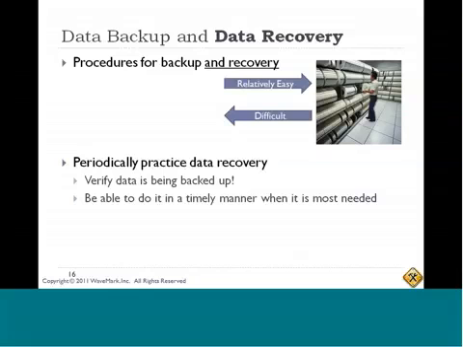The difficult part is actually the data recovery and understanding what your processes are and establishing processes around when to recover data, what to recover, under what conditions, how do you test that the data has been recovered properly, and so on. So a very big recommendation here is to establish procedures for the backup and, more importantly, the recovery, and to actually periodically practice these procedures, and specifically the data recovery procedures, in order to do two things. A, you need to verify that your data is being backed up. And B, you need to practice and be able to do it in a timely manner so that when it's needed, you know how to execute it rapidly.